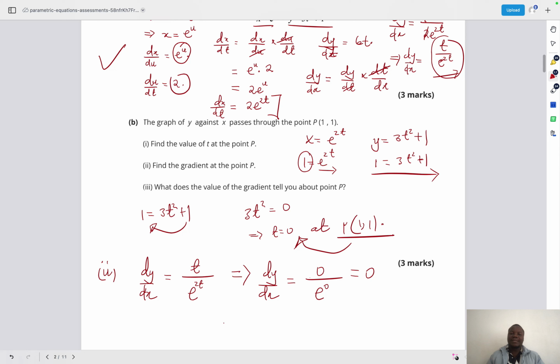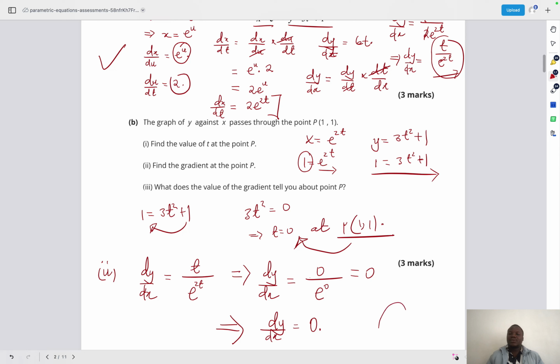So it implies that our dy/dx at the point t, P equals (1, 1), is 0. And if you think about it, if it is 0, it means this is a stationary point, because dy/dx is equal to 0 at the stationary point or at the turning point, which is what part 3 is asking us. What does the value of the gradient tell you about P?